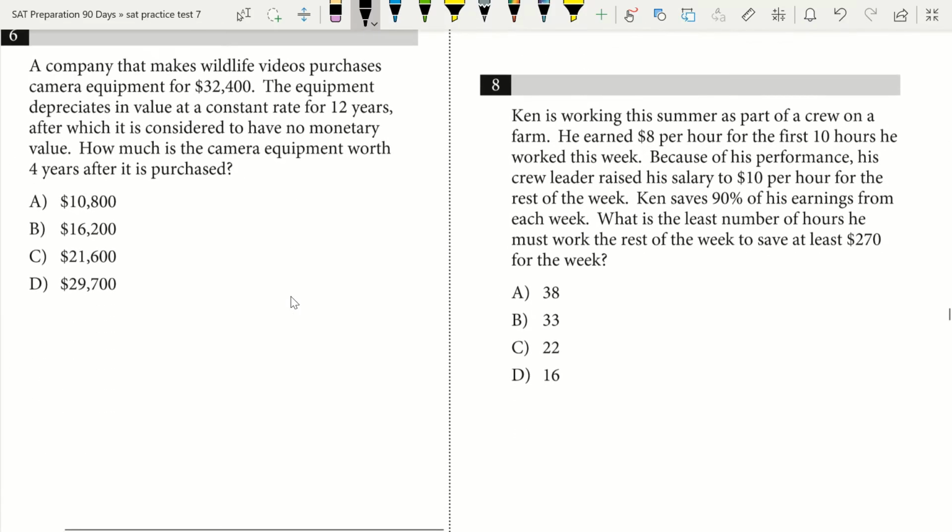Number 6, a company that makes wildlife videos purchases camera equipment for $32,000. Equipment depreciates at a constant rate for 12 years, after which it has no value. How much is it worth after 4 years? That's going to be 4 over 12, which is a third. It loses a third of its value, so it's got $21,000 left.